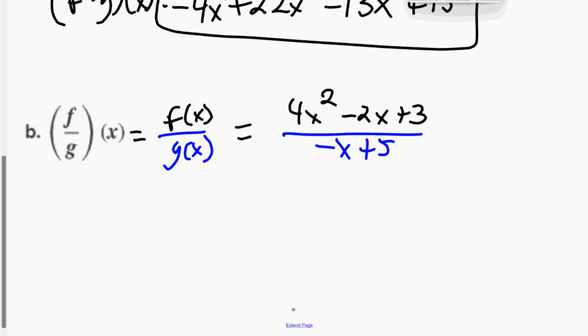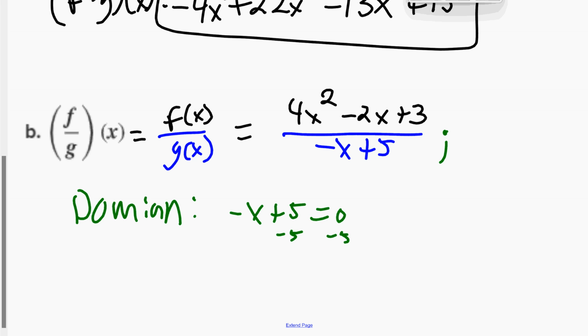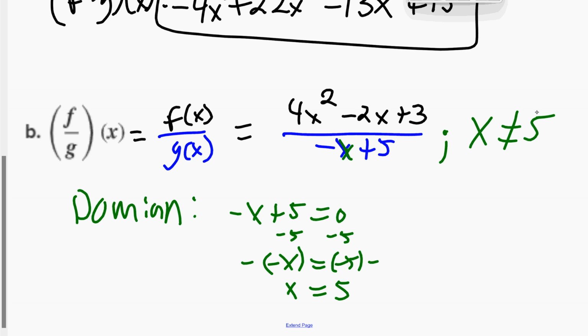So the big thing here on this one is I can't let my denominator be 0. So I figure out what I can't plug in, my domain, right? My domain is what I can plug in for x that'll get an answer out. So I set my denominator equal to 0, so negative x plus 5 equals 0. Subtract 5, so I get negative x equals negative 5, so that means x equals positive 5, right? And multiply both sides by negative, and then I would get a positive 5. So that means I cannot plug in 5 because negative 5 plus 5 would be 0, and I can't divide by 0. So x cannot equal 5.